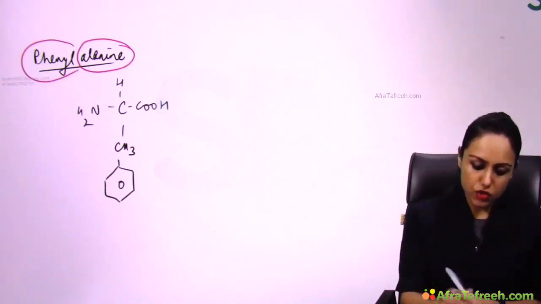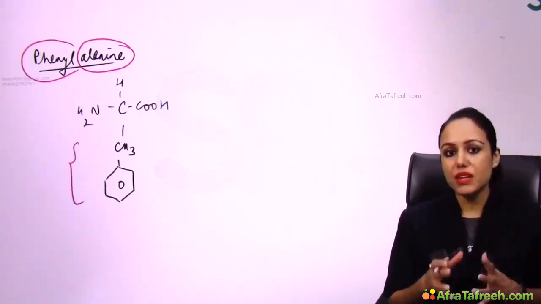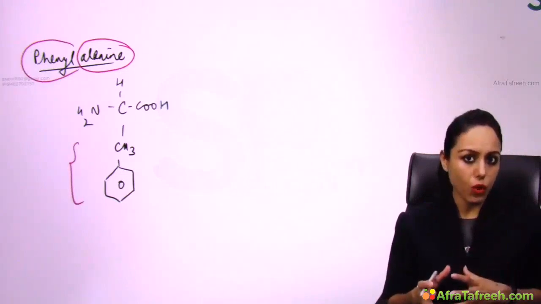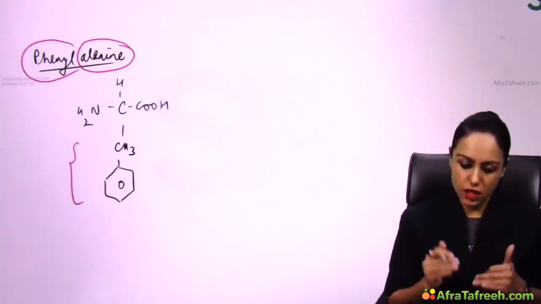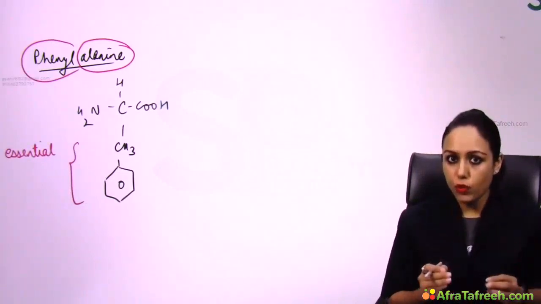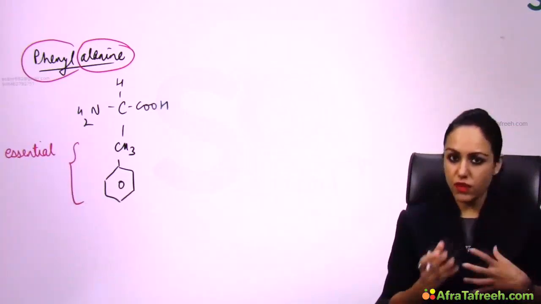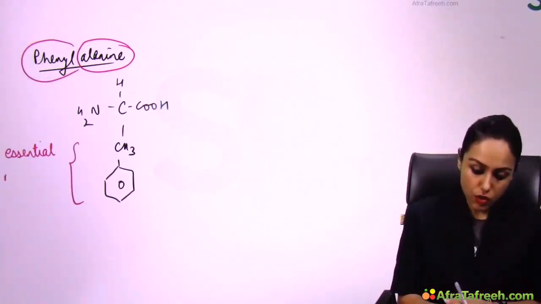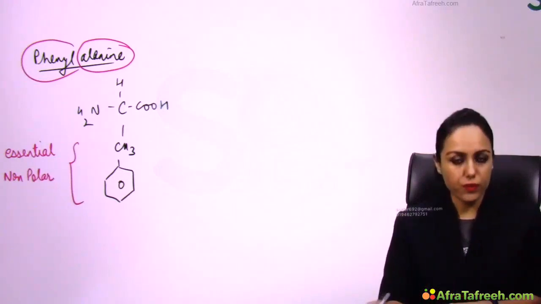From the idea of the structure, you can tell that this big side chain cannot be made in the body. So we require it in the diet. That's why phenylalanine is considered essential, right? And it is non-polar because these rings, the phenyl ring, the benzene ring, are non-polar. So phenylalanine is essential and non-polar, right?